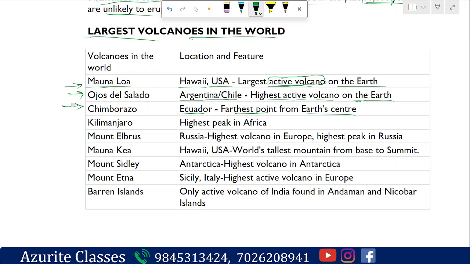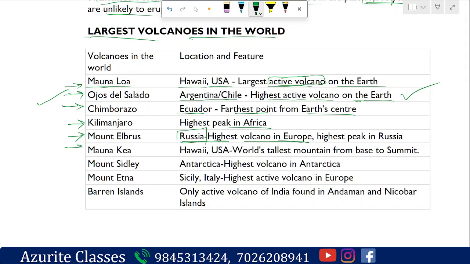Okay, Kilimanjaro, where is it? Kilimanjaro is the highest peak in Africa. In that also there is a volcano. Okay, Mount Elbrus, where is it? It is in Russia, and this is the highest volcano in Europe. So the highest volcano in the world is Ojos del Salado, in Argentina, and the highest in Europe is in Russia, that is Mount Elbrus.